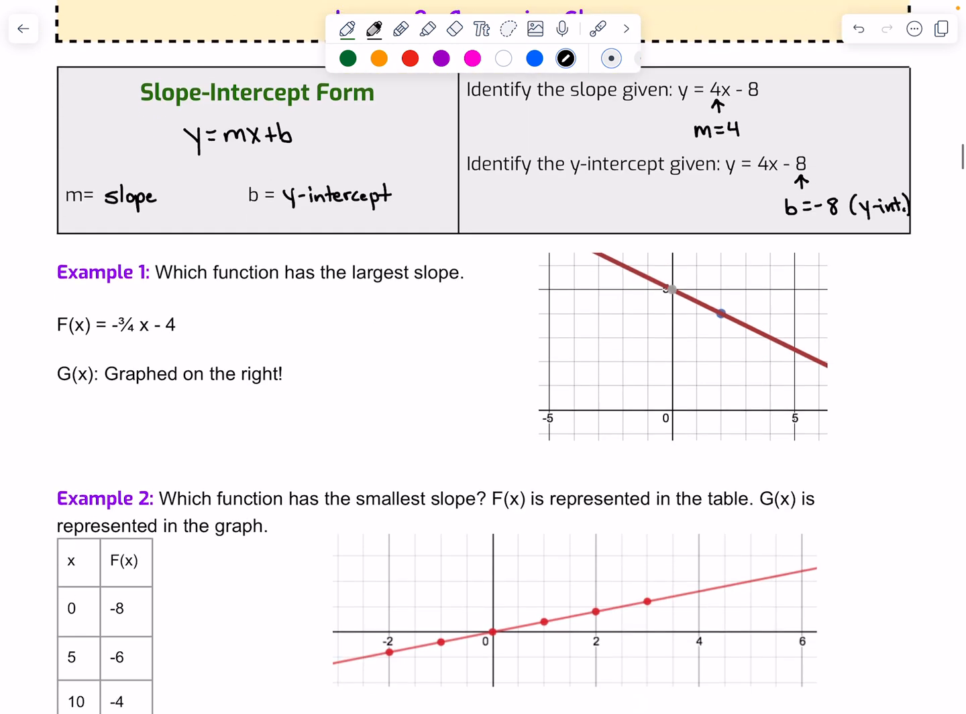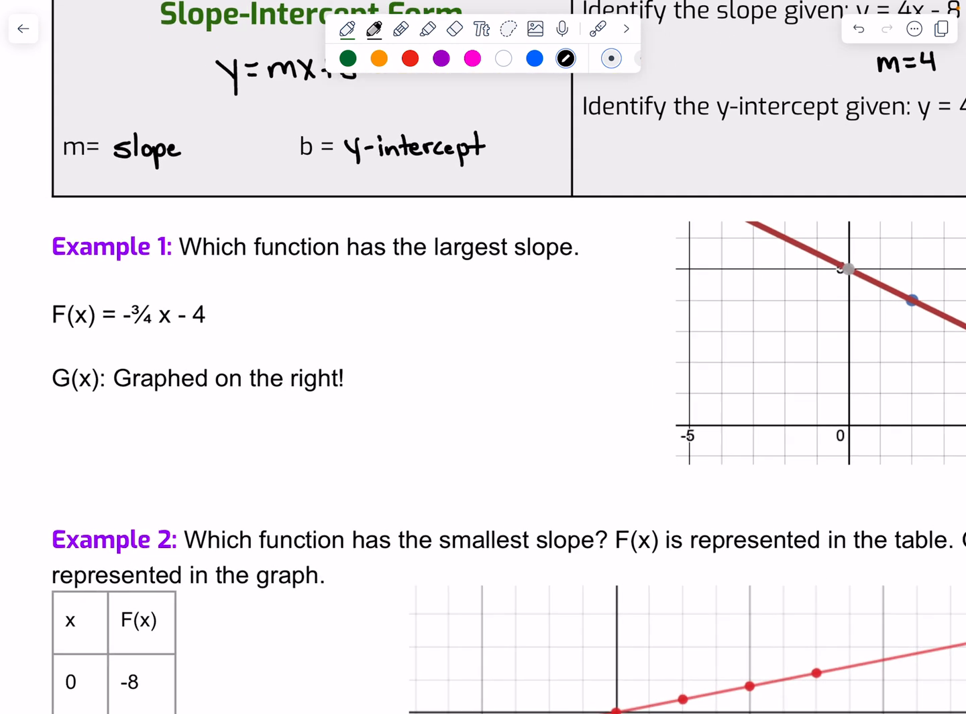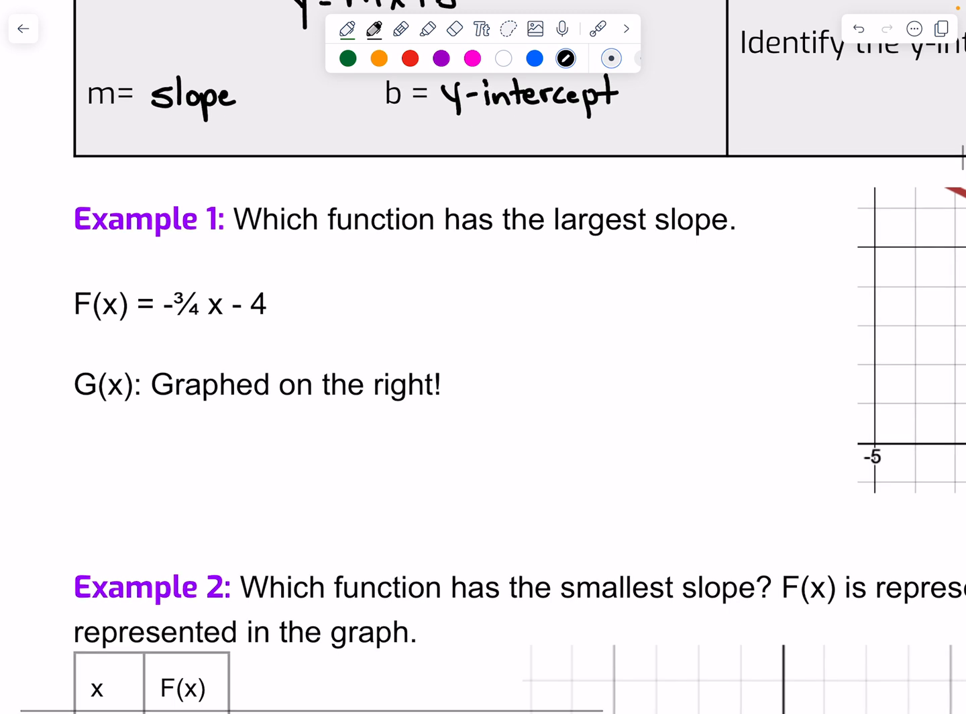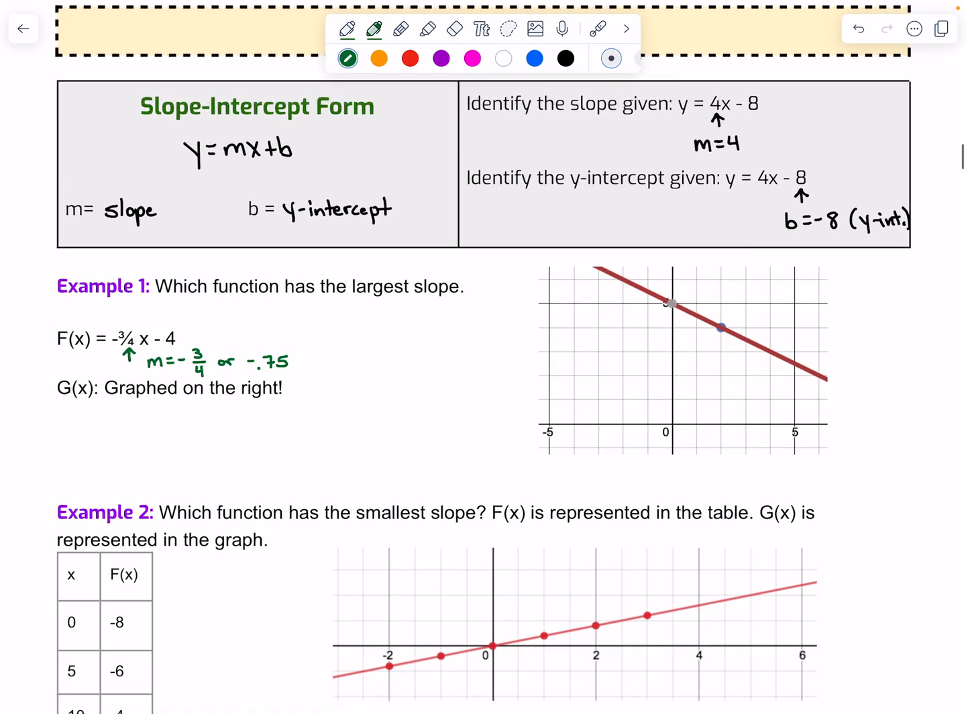Okay, so we have some examples comparing the slopes. The first example gives us f(x) = -3/4 x - 4. Our slope is just the number in front of the x for this one. So the slope would be -3/4, and that's the same thing as the decimal value -0.75. We might need either one to compare it in just a minute with the one on the graph.